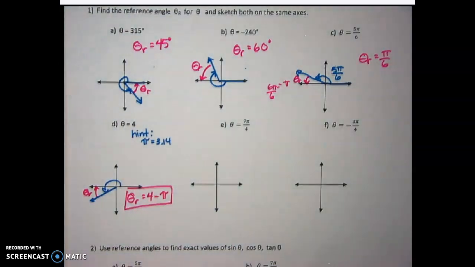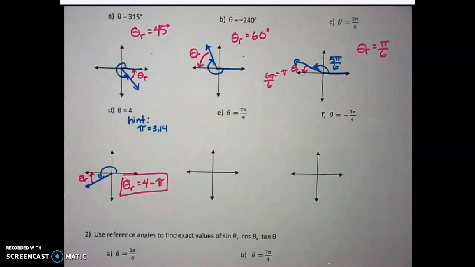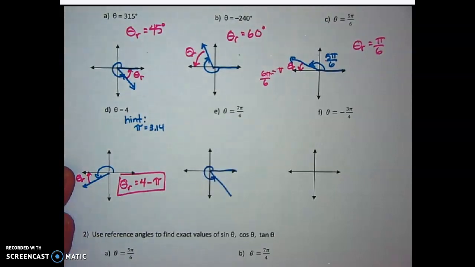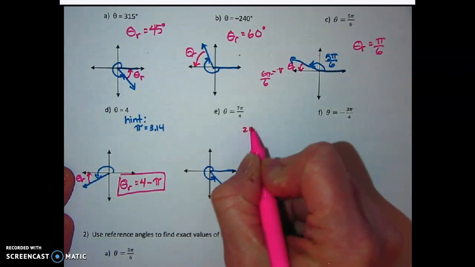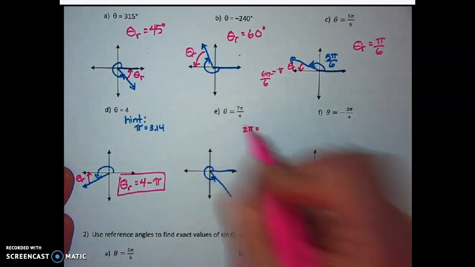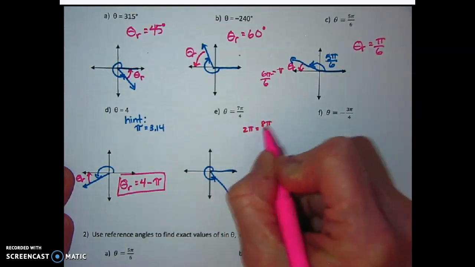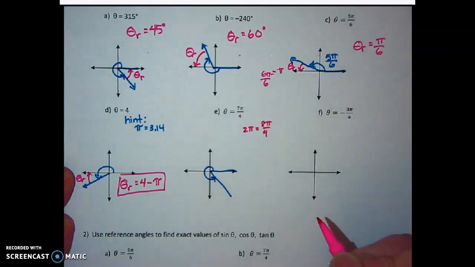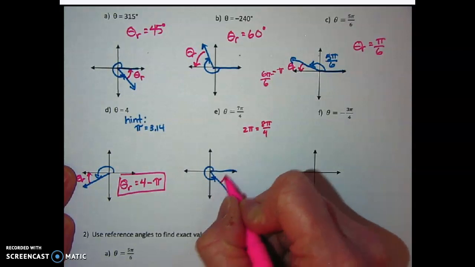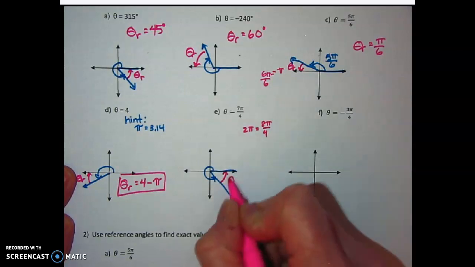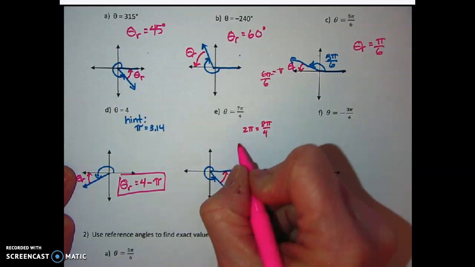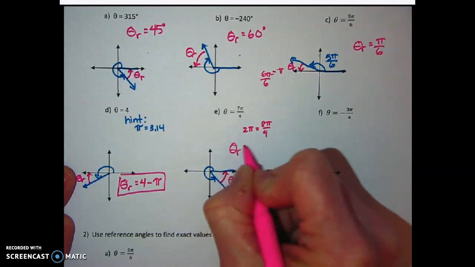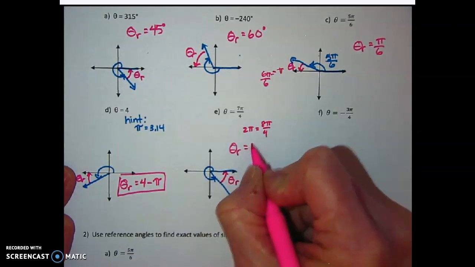We have 2 more in radian mode, so I want you to again pause the video and draw the angle of 7 pi over 4. If you start thinking in terms of fractions, all the way around the circle is 2 pi, but we're dealing with fourths, so 2 pi is the same as 8 pi over 4, correct? But we're only going 7 pi over 4. So again, how far do we need to go to get up to the x-axis? Our theta sub r is simply going to be pi over 4.